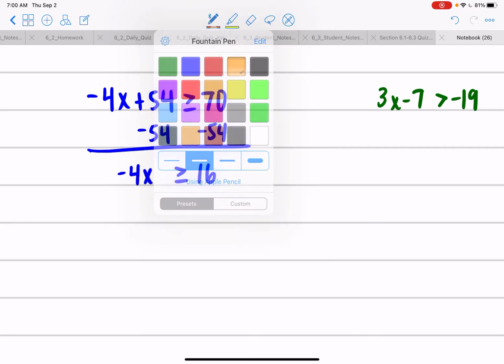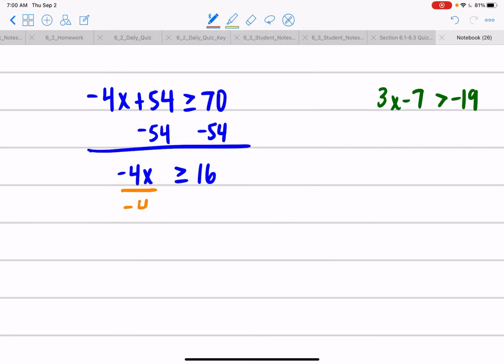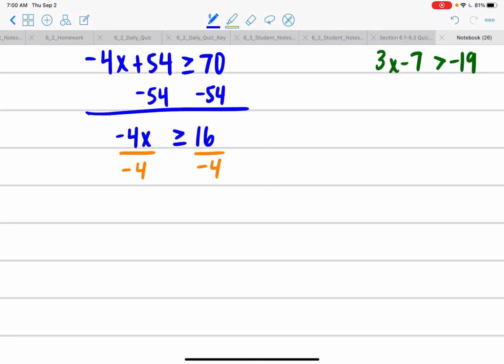And then from here, what we're going to do is we have to divide by negative 4. Now, this is the most commonly forgotten rule, I think, probably, in Algebra 2. There might be one or two other ones that are more commonly forgotten, but this one gets people really bad. When we divide by negative 4, it cancels here, so we're left with x on this side. And then 16 divided by negative 4 is negative 4.